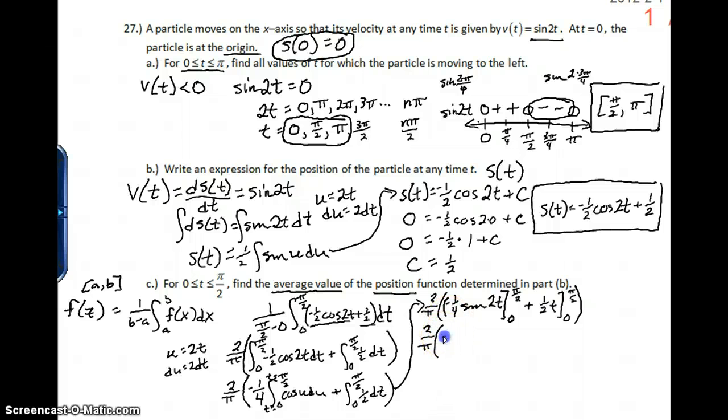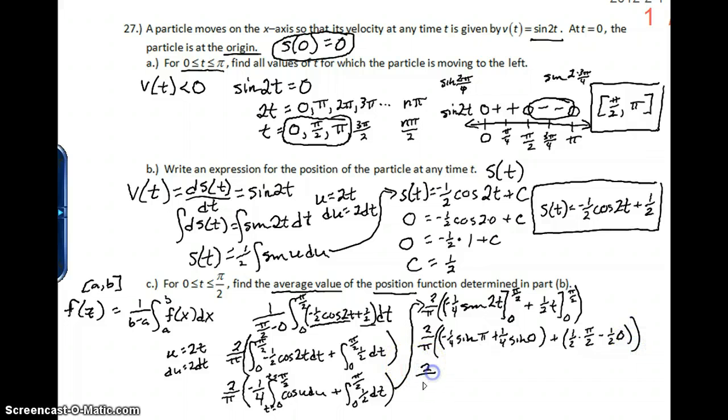So I have negative 1/4 times the sine of 2t. So that's sine of 2 times pi over 2. 2 times pi over 2 is just pi. Minus negative 1/4, so that's actually plus 1/4 sine of 2 times 0. So 2 times 0 is just 0. That closes off my first integral, and then plus 1/2 t evaluated from 0 to pi over 2. And so that's going to be half of pi over 2 minus half of 0.